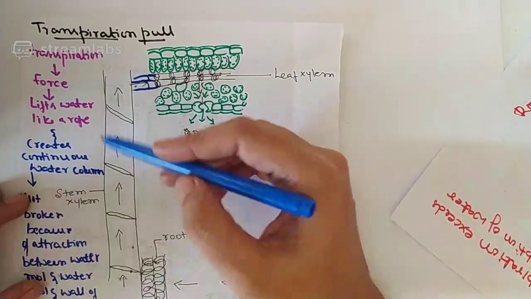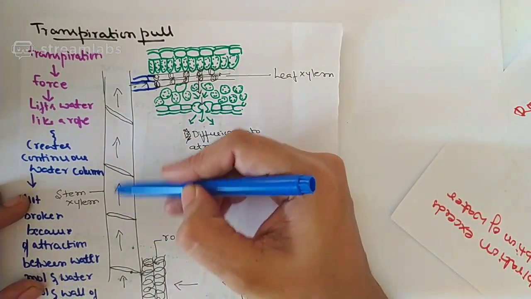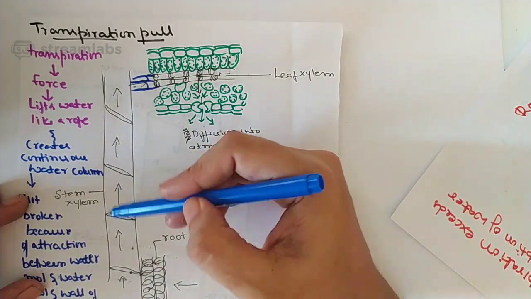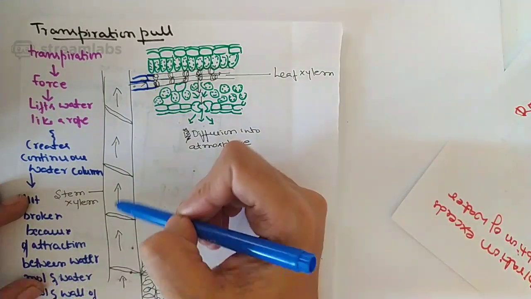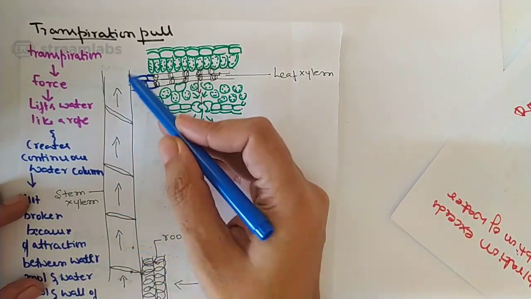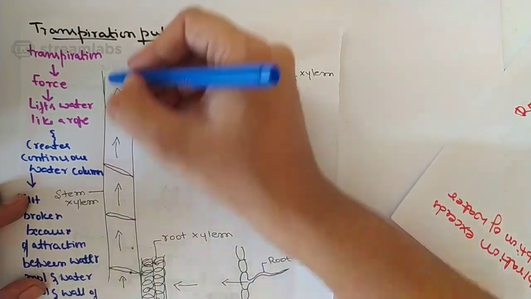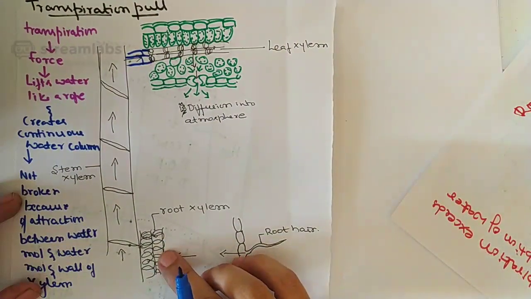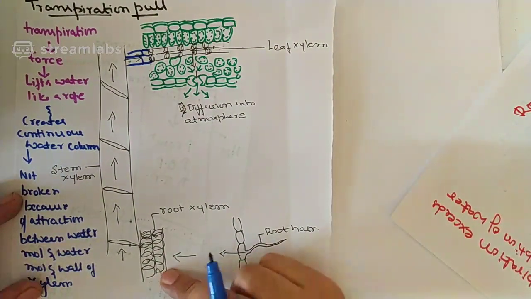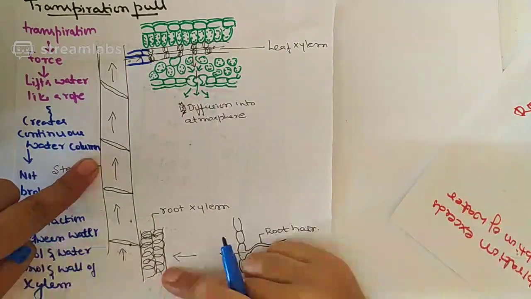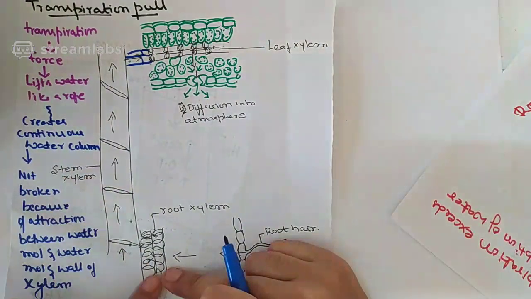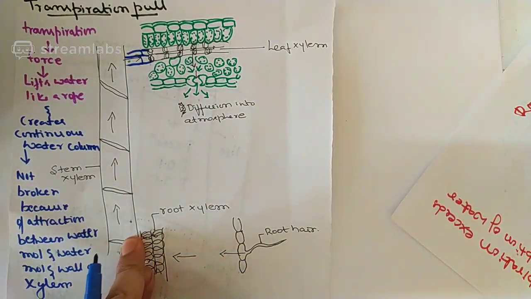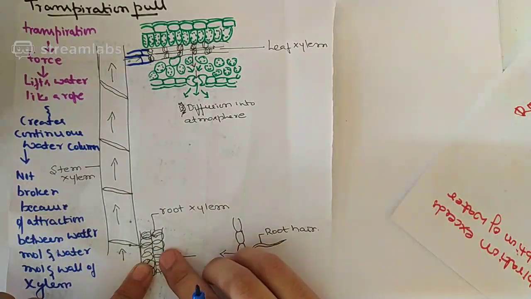As a result, it creates a pull. There is some suction created because this leaf xylem is going to absorb water from the stem xylem. Now a suction is created in the stem. Stem xylem doesn't have water, so immediately it is going to absorb water from its neighbor, the root xylem. If stem xylem is not having water, it has to absorb it from the root xylem. Now root xylem has given its water to the stem xylem. There is no water in the root xylem.